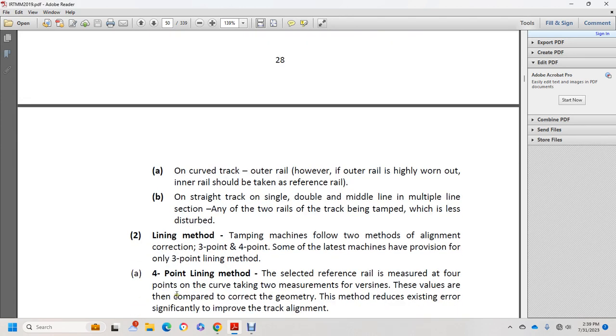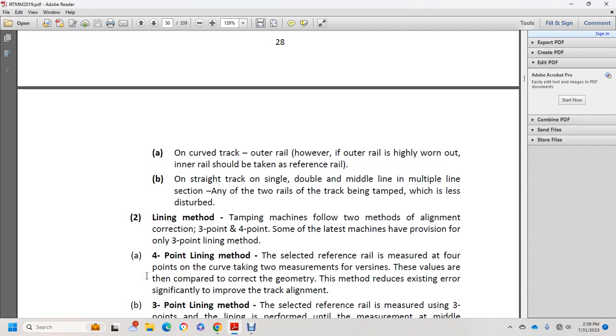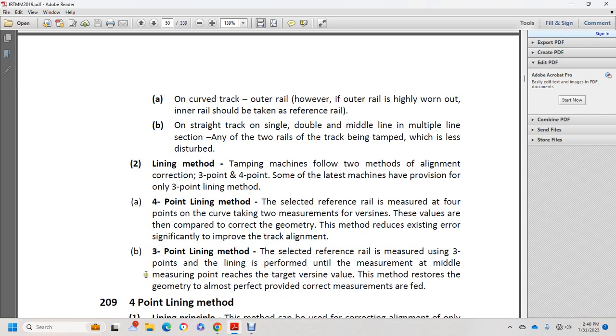The lining method. Tamping machines follow with two methods of alignment: the correction of 3 and 4 points. Some of the latest machines have the provision for only the 3-point lining method. In the 4-point lining method, a reference is selected and measured with the 4 points for the curve, taking the two measurements of the versine and comparing them with the correct geometry. The method reduces existing error significantly to improve the track alignment.